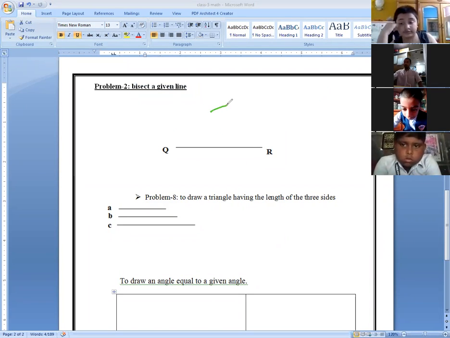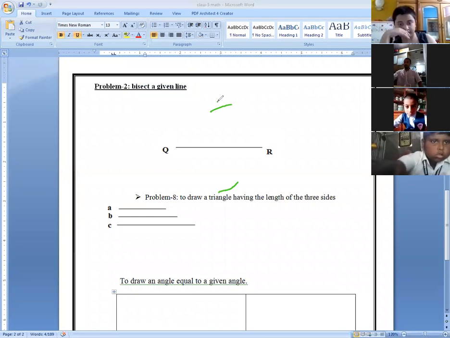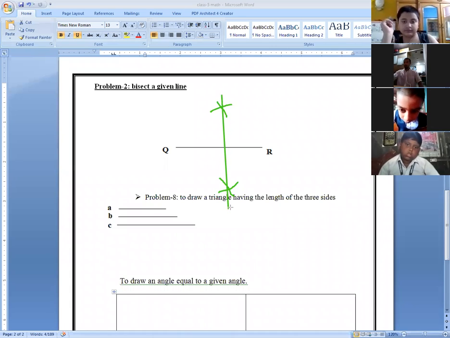Now you can draw a line like this. From here, you will draw 2 lines. One is below, another is upper. Then from here, you will draw another line, this, and this. Very easy. Then you will just add it in this way.